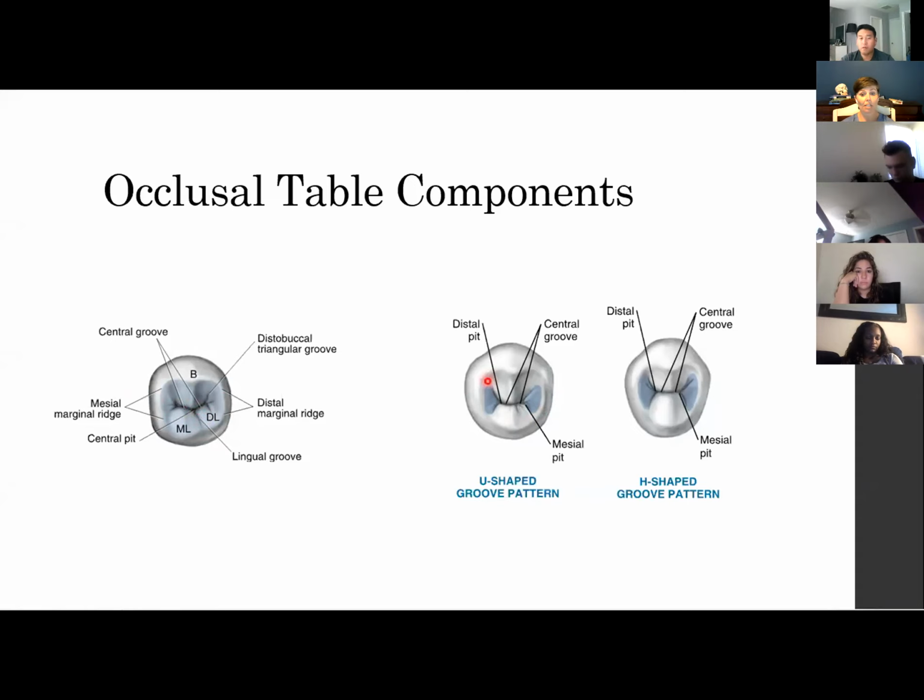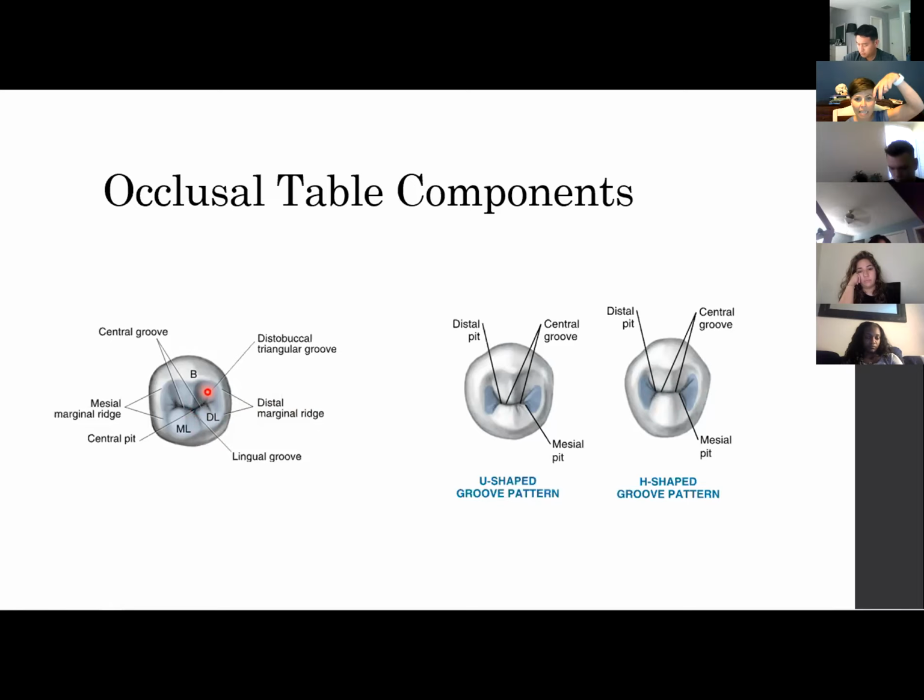Whereas with the U shape, you have your distal pit, you have your central groove, and then you have your mesial pit. This one has a distal pit, your central groove, your mesial pit, for the Y shaped. For your Y shaped, it has 3 pits.